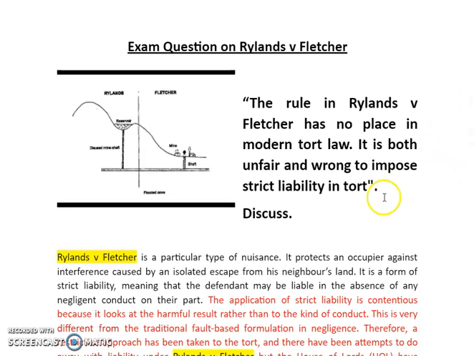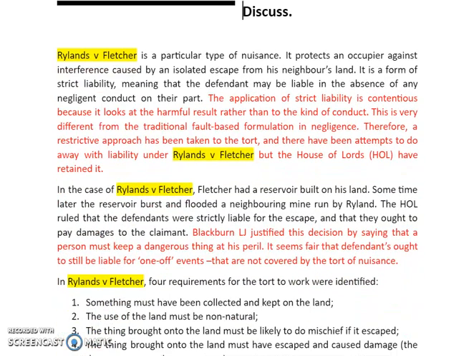So an important way of starting any essay question is to look at the topic that you're being asked to explain or discuss, i.e. Rylands and Fletcher here, and start by defining that rule. So you can see in the introduction here, I've said that Rylands and Fletcher is a particular type of nuisance, and it protects an occupier against interference caused by an isolated, i.e. a one-off escape from a neighbour's land. And it's a form of strict liability because our defendant can be liable in the absence of any negligent conduct on their part.